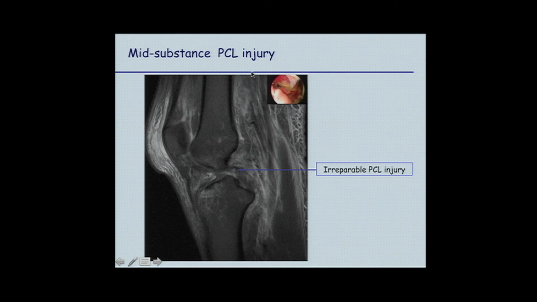This is an irreparable posterior cruciate ligament injury, and you can see it's clearly disrupted at mid-substance. You can't see any continuity of the ligament, and this is irreparable. The interesting thing with these lesions, often the fatty envelope over the top of them will be in continuity. And so what you need to do is remove this fatty layer to clearly identify the extent of the injury.